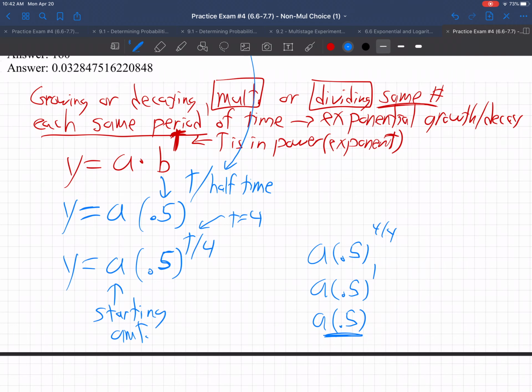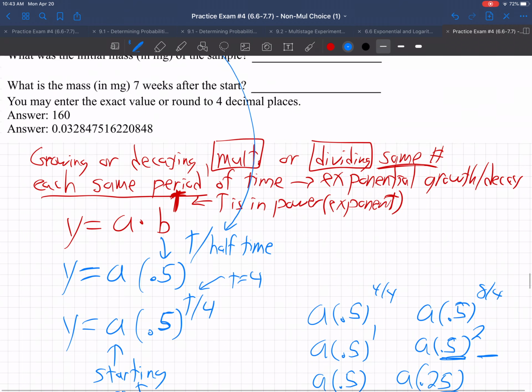You see why we divide by the half time? And what if t is 8? Then that'll be 0.5 to the 8 divided by 4, 0.5 to the 2. That's 0.5 times 0.5, which comes out to 0.25. It multiplies 0.5 twice because 8 days later it would have halved again. See how that formula's working perfectly? So that's our formula. A is the starting amount. Now we're ready to start solving stuff.